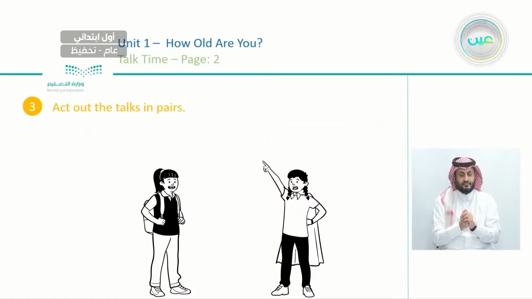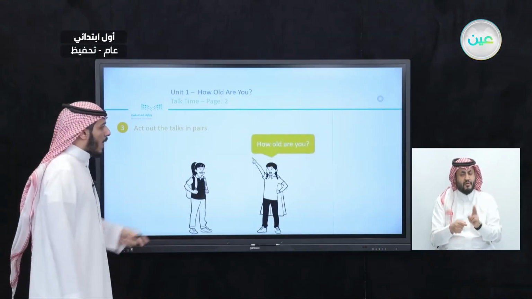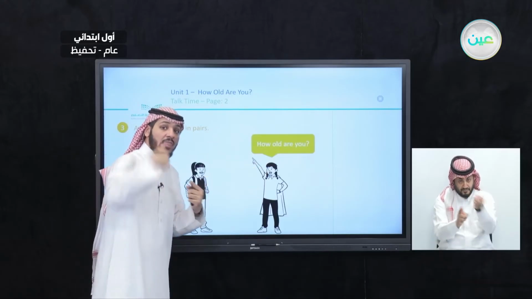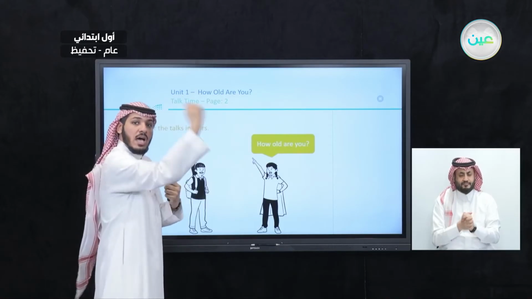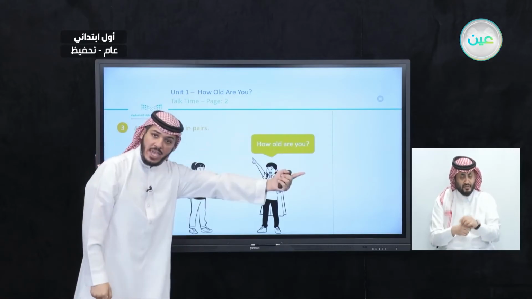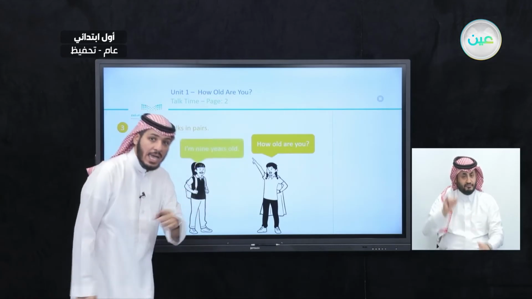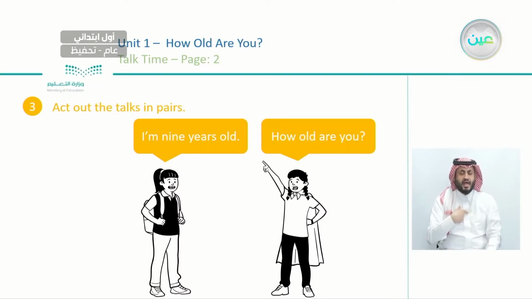Okay, number 3 here. Act out the talks in pairs. Now you can practice more. So, how old are you? The other person, not you, the other person will ask you, okay? They will ask you, how old are you? And you will say what? I am, for example, 9 years old, 10 years old, or whatever, okay?